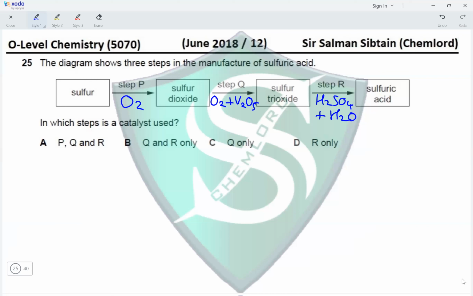So in which step is a catalyst used? Catalyst used in this process is V2O5 vanadium 5 oxide, which is used in step Q, making option C the correct option for this question.